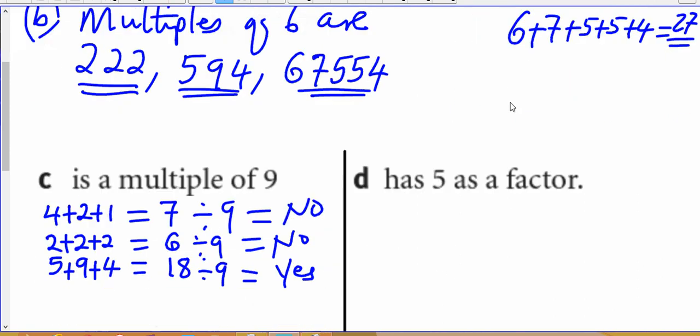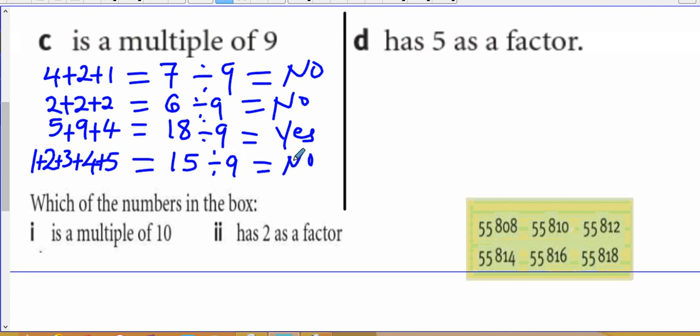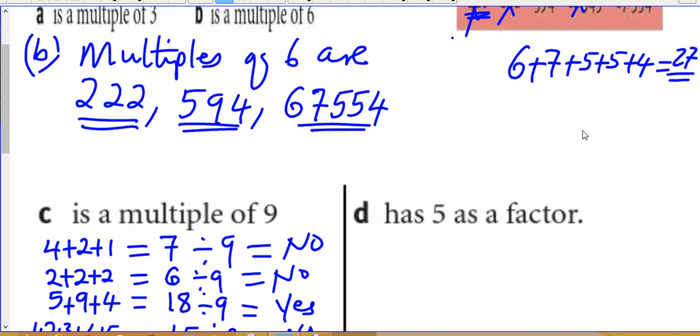How about 123.45? Add these digits over here: 1, 2, 3, 4, 5. What do you get? 1 plus 2 is 3, 3 plus 3 is 6, 6 plus 4 is 10, plus 5 is 15. Is 15 divisible by 9? The answer is no. That means that number is not a multiple of 9.